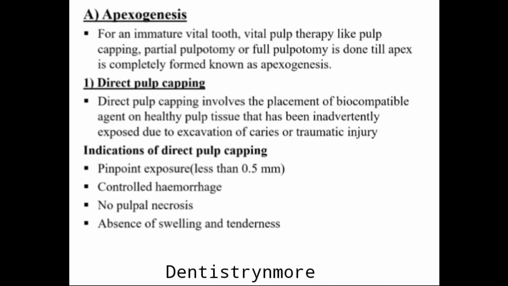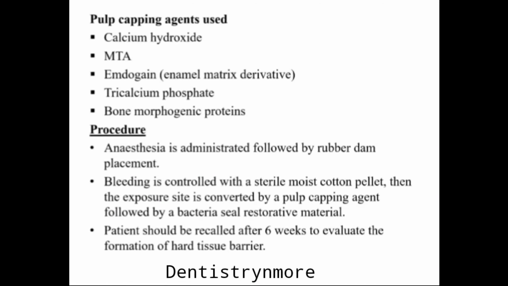So these are some of the indications of direct pulp capping: pinpoint exposure, controlled hemorrhage, no pulpal necrosis and absence of swelling and tenderness. And the agents used for pulp capping are calcium hydroxide, MTA, enamel matrix derivative, tricalcium phosphate and bone morphogenic proteins.